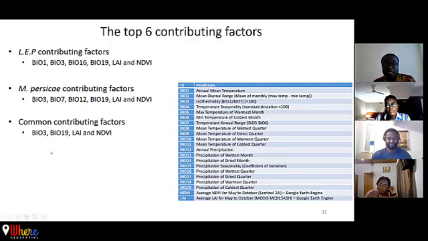Because she found these insects at multiple locations at the same time, I tried to understand what the common contributing factors would be. Here, as you can see, I have Bio3, Bio19, and LAI, and NDVI is repeating here as well. Bio3 is isothermality, Bio19 is precipitation, NDVI and LAI, we all know what that means already.